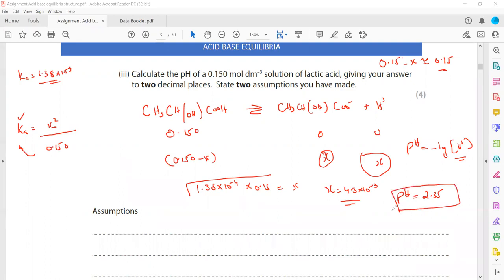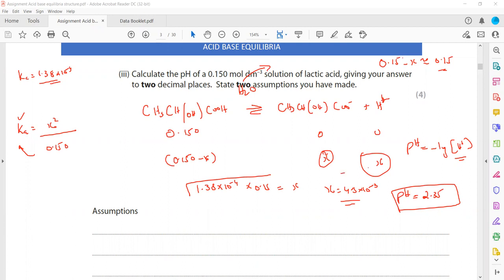Then assumption, what is the assumption? State 2 assumptions. So not only one, the 2 assumptions we made here. We assume that the initial concentration of the acid is the same as the final concentration, like acid concentration does not change at equilibrium. And we assume that the hydrogen ions are only coming from the acid, because the acid and alkali are in aqueous solution, so water is also there. So water might also contribute to this hydrogen ion.